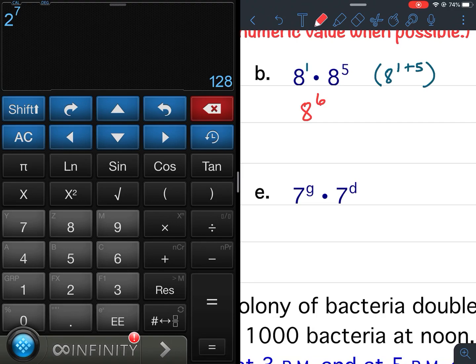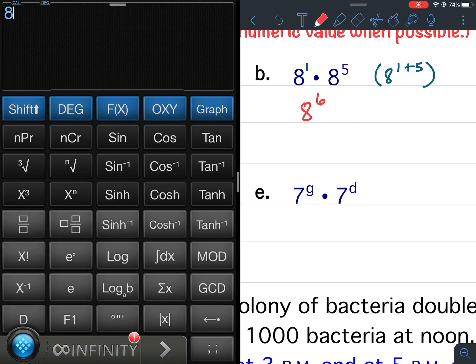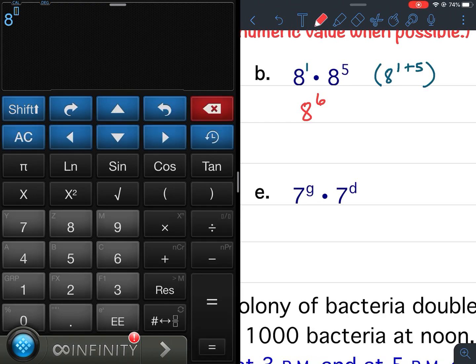So putting that in your calculator, 8, find your x to the nth button, or if you're using a school calculator, it would be 8 and then the caret button. Put in a 6, hit enter, and we get 262,144.